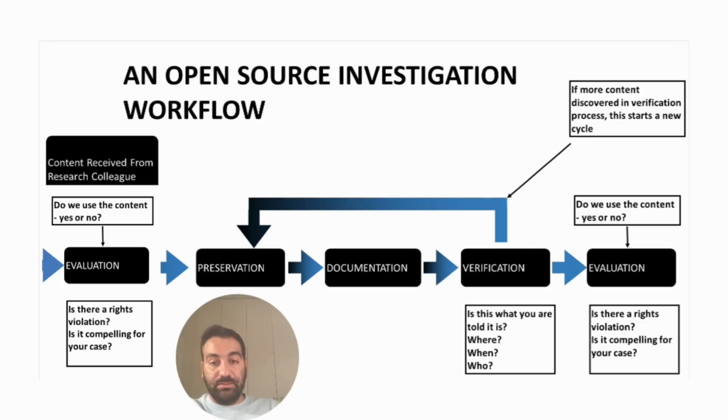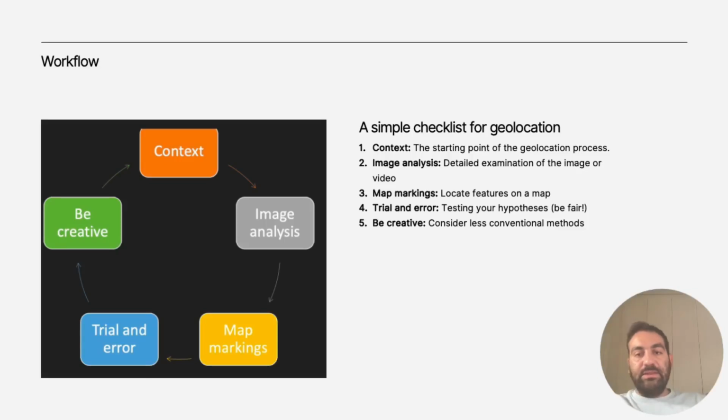And here is a simple checklist for geolocation, designed to guide users through the process of pinpointing the geographical context of images or videos. So let's analyze each component of this checklist in detail. First of all, on top we can see the context, right? This is the starting point of the geolocation process.